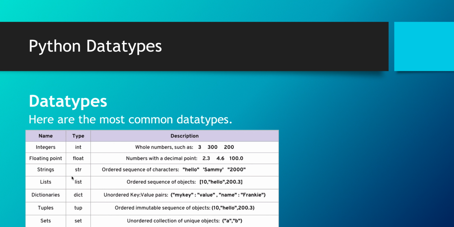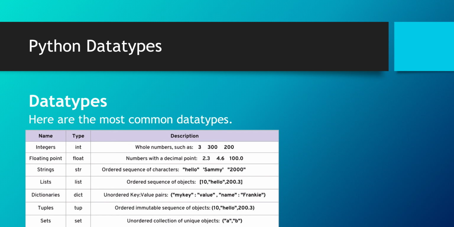Okay, so strings. Strings are a sequence of characters. For example, hello, Sammy, and 2000. So 2000 is still a string because it has quotation marks around it. So don't be confused when identifying a string or an integer. Anything with quotation marks around it is a string.